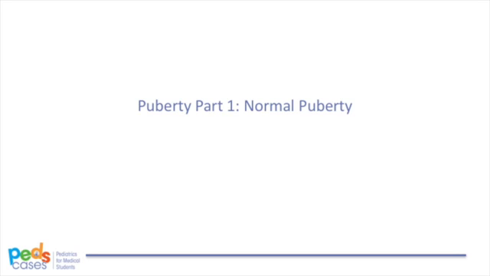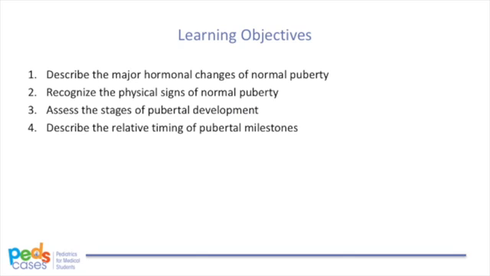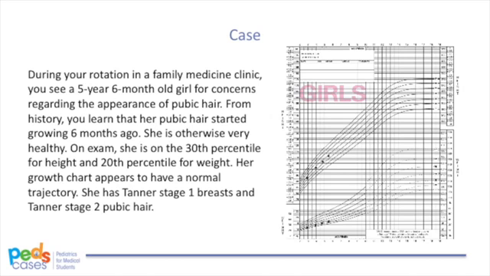Then in part 2 of our series, we will discuss an approach to precocious puberty, and in part 3, an approach to delayed puberty. By the end of this video, the learner should be able to describe the major hormonal changes of normal puberty, recognize the physical signs of normal puberty, assess the stages of pubertal development, and describe the relative timing of pubertal milestones. Let's start with a case.